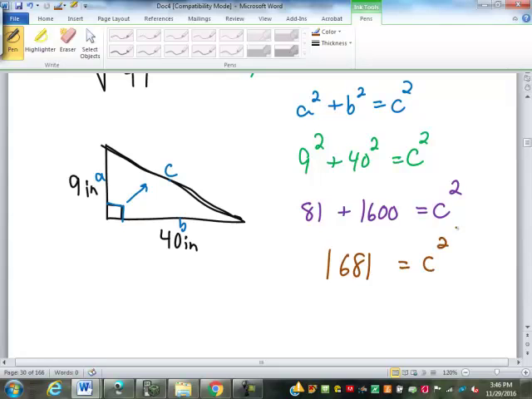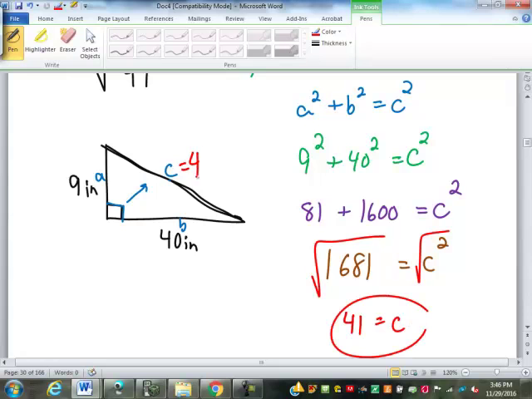Equals C squared. And then we have to square root to get rid of the squared on C. Gives us 41 equals C. So C is 41, and since all the others are in inches, that is in inches as well.